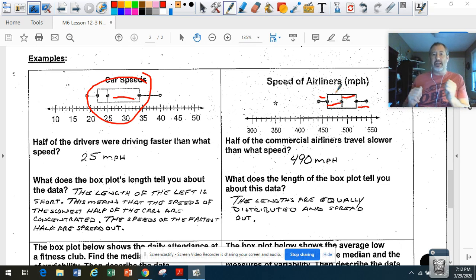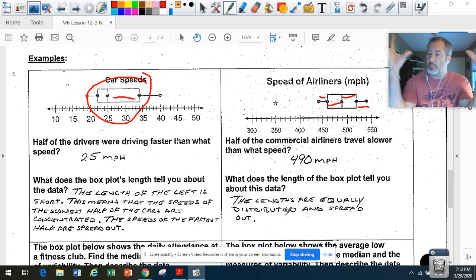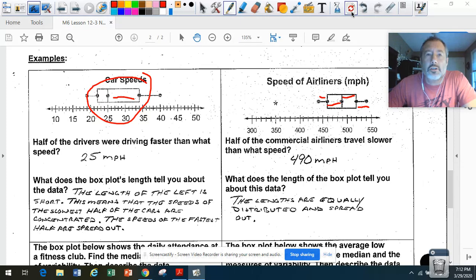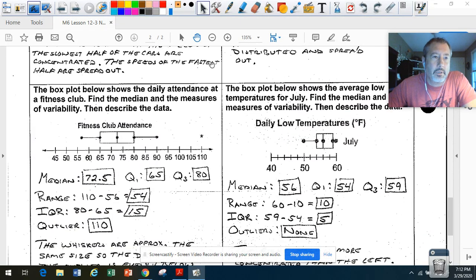They're evenly distributed is what we say. So the lengths are equally distributed and spread out. So they're not a huge spread, they're concentrated, but they're all about the same. So it's an even distribution. So let's look down here. Let's see what else we have down here.